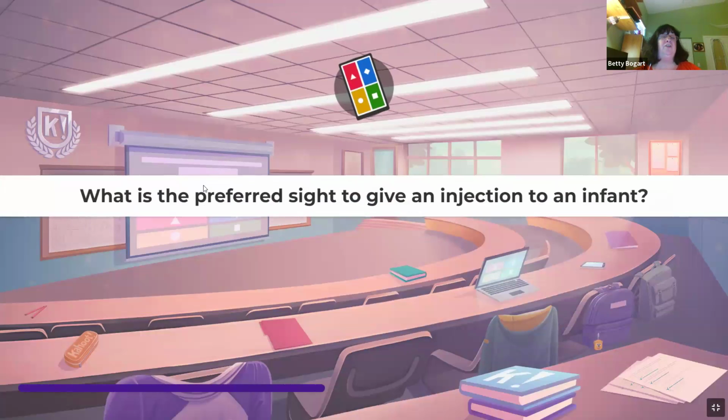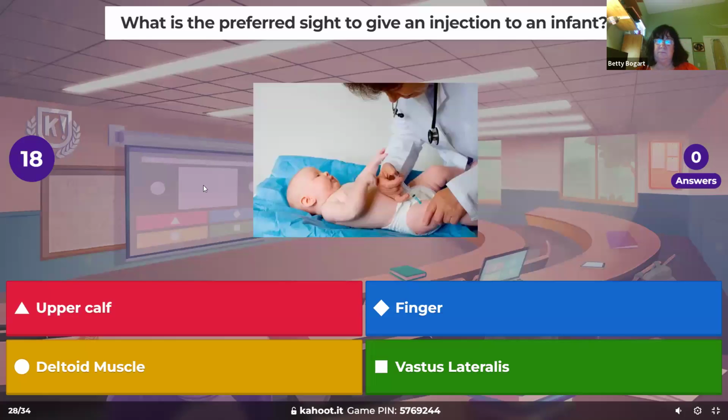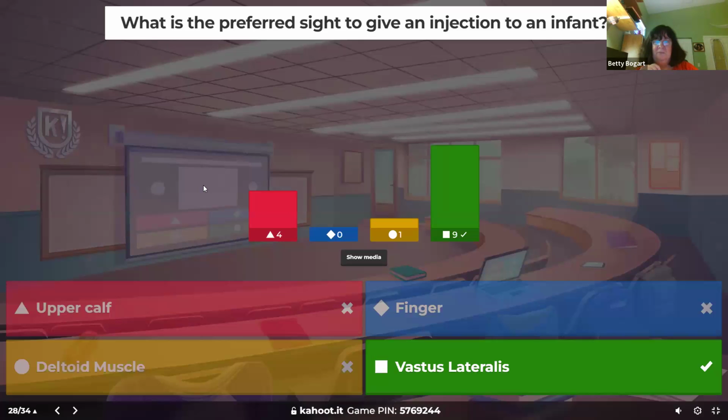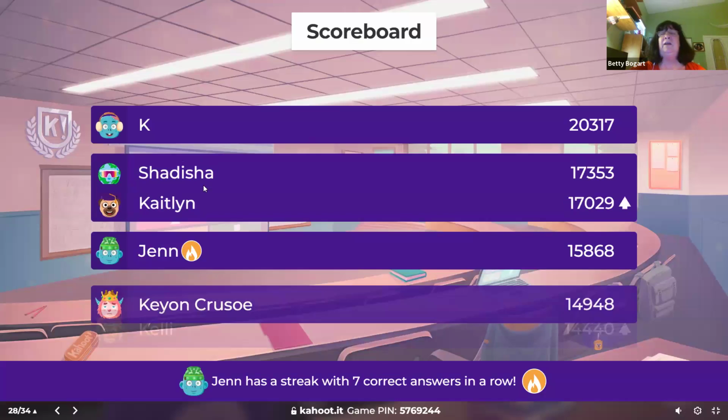What is the preferred site to give an injection to an infant? If you see the way that this immunization is being given, I would never do it like that. I'd have the mother holding the hands, talking to the child with a pacifier. It's the vastus lateralis. The upper calf is the lower leg. No. And deltoid, it's not till later on.